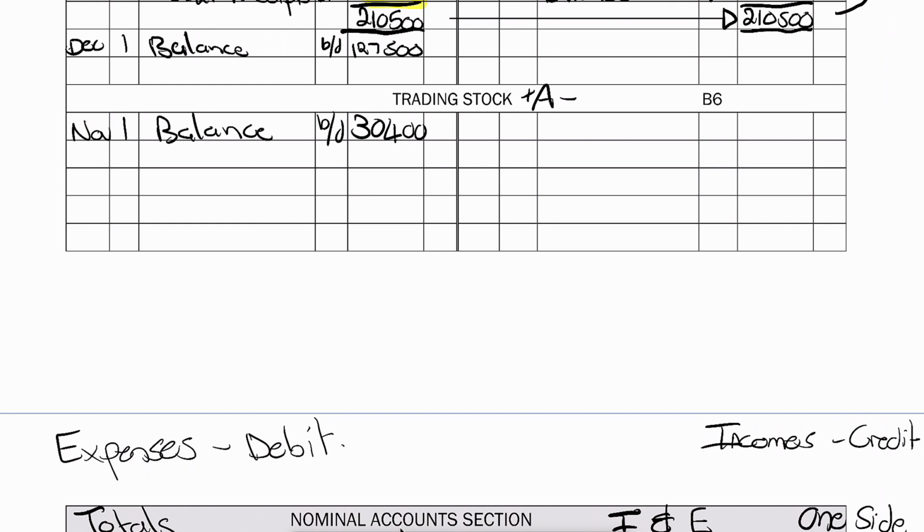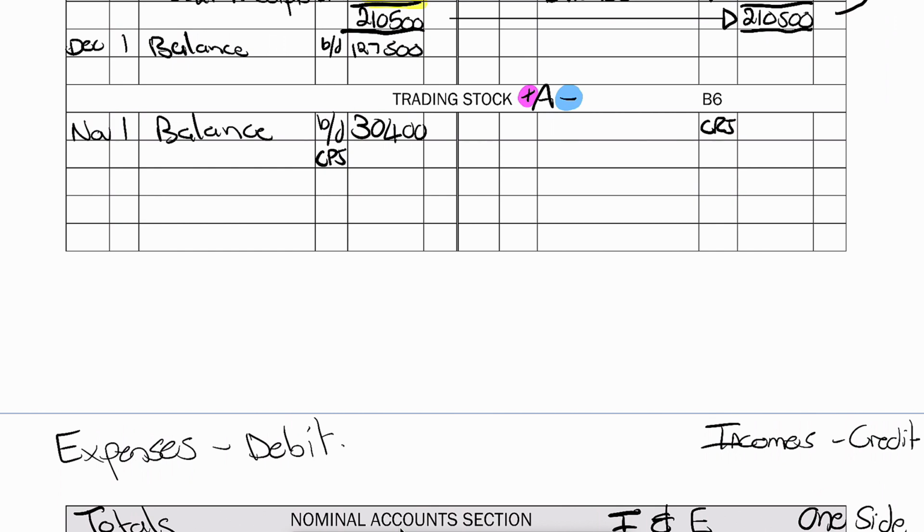Two things affect our trading stock. Firstly, our asset trading stock increases. That is when we purchase more stock. And our asset of trading stock decreases when we sell trading stock. Now, when we purchase trading stock, we need to look in the CPJ. And when we sell trading stock, we need to look in the CRJ.